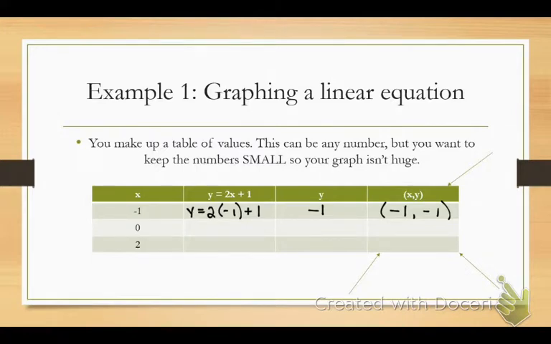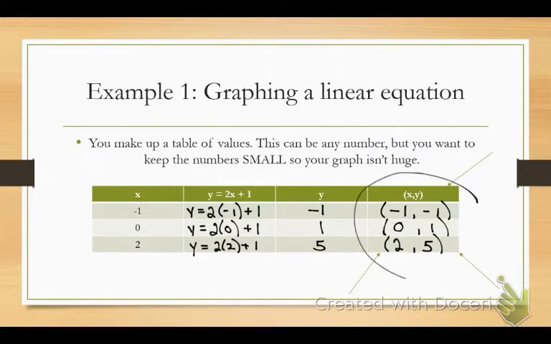Now I want you to go ahead and make the substitution on the second one. You should have done 2 times 0 plus 1. Well, 2 times 0 is 0, plus 1 is positive 1. So now our ordered pair is 0, 1. And we do the same thing with the last one. y equals 2 times 2 plus 1. And that is 5. So now we have 2, 5.